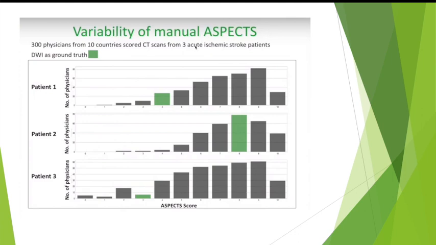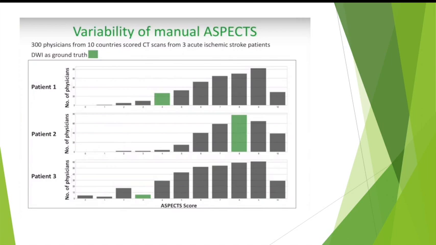ASPECT stands for Alberta Stroke Program Early CT score. It is a score for interpretation of CT head in the case of hyperacute stroke. Let me explain the ASPECT score to you. For the purpose of ASPECT score, each cerebral hemisphere is divided into 10 different areas, and if all 10 of those areas are normal, then the ASPECT score is 10.